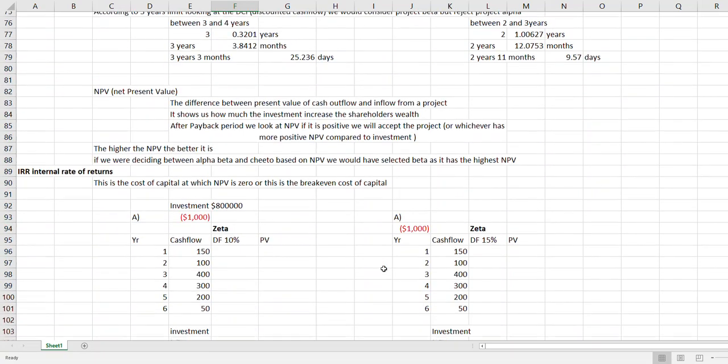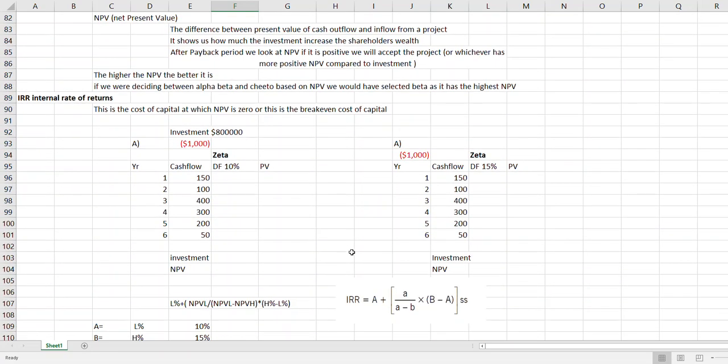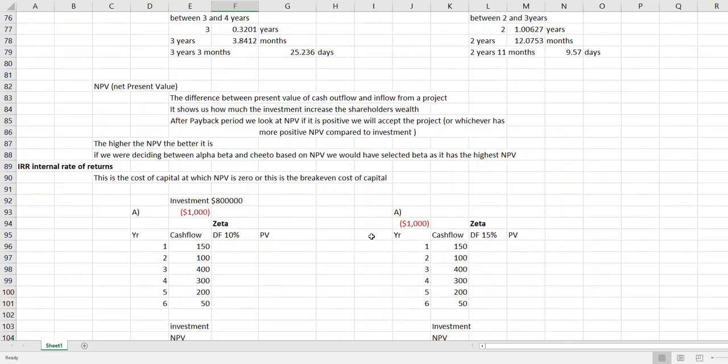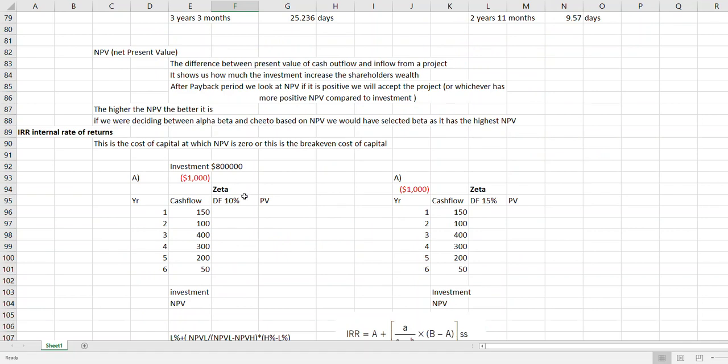So to find IRR, you take any project. So you are finding IRR for that specific project. Let's have a project named Zeta. I have invested 800,000 and I want to know its IRR. At 10%, when I calculate its NPV, these discount factors will always be the same for a specific percentage.